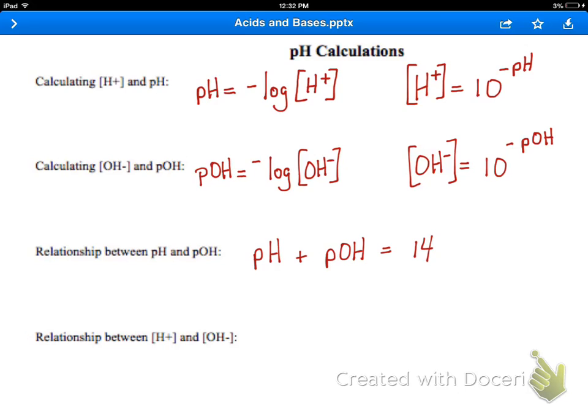Now they are related to each other in that pH plus pOH equals 14. So if we know one of them, we can easily calculate the other one. Similarly, the H plus concentration and the hydroxide concentration multiplied together equals 10 to the minus 14. So again, if we know one of them, we can easily calculate the other one. So these equations are going to help us to calculate all of the numbers in the pH system.